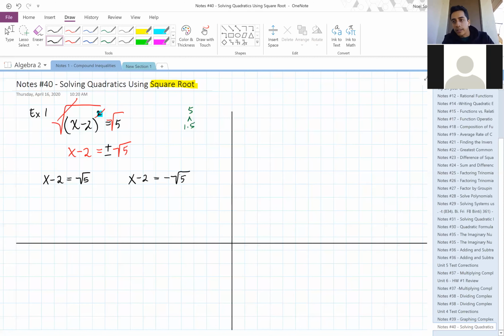Here's where this gets a little bit tricky. We're not going to approximate this. You're not going to turn this into a decimal. What I want you to do is to leave it as an exact answer, which means that you're going to leave it in square root form.